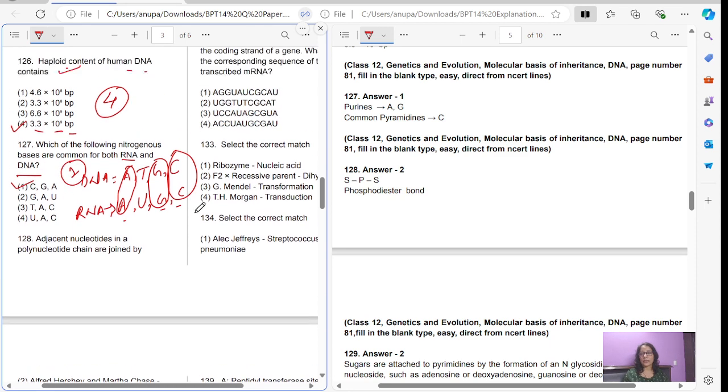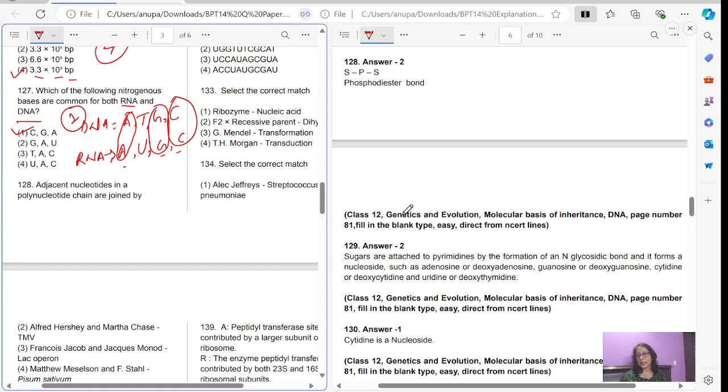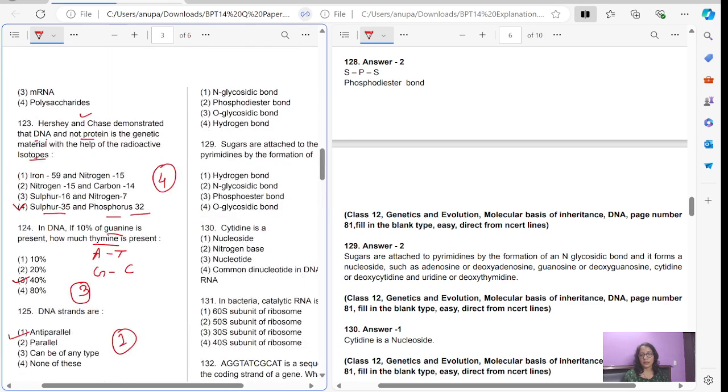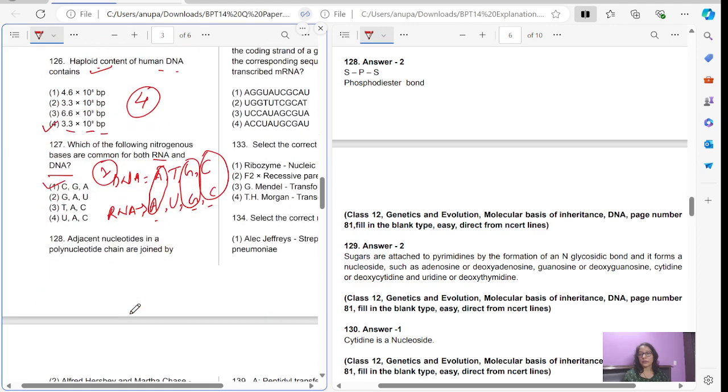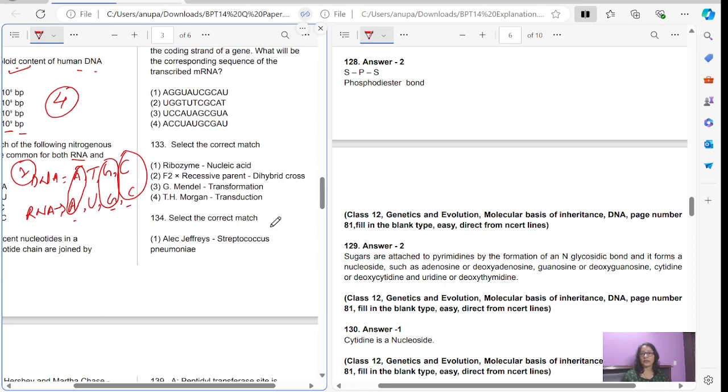Now let's move to question number 128. It states that adjacent nucleotides in a polynucleotide chain are joined by, let's see the options: N-glycosidic bond, phosphodiester bond, O-glycosidic bond and hydrogen bond. So the answer will be phosphodiester bond, that is option number 2. Adjacent nucleotides in a polynucleotide chain are joined by a phosphodiester bond.